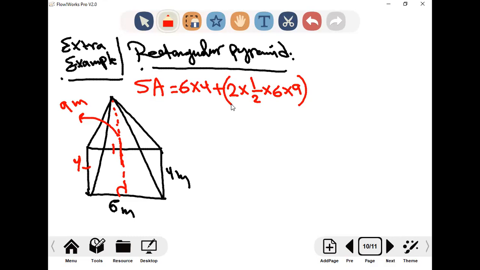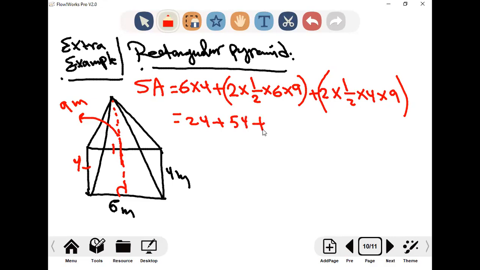Now the second pair, with base what? 4. Again, how many triangles with base 4? 2 multiply half multiply base 4, height 9. Done? Calculate. This is 24. This is 54. This is 36. Add these 3 numbers.